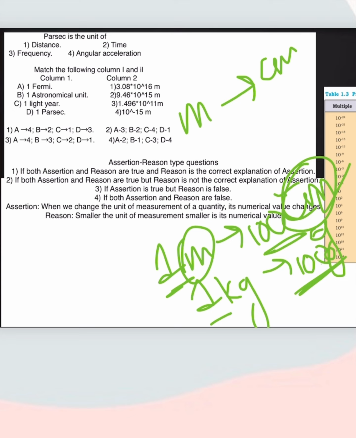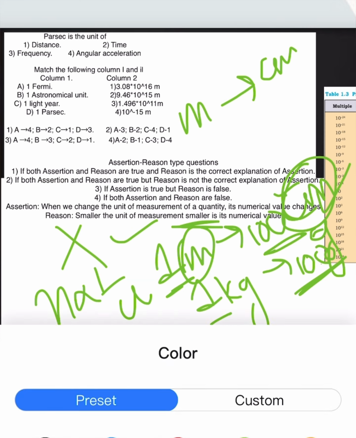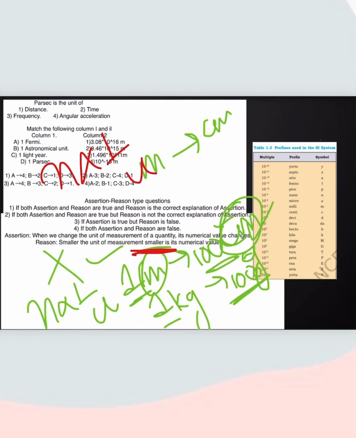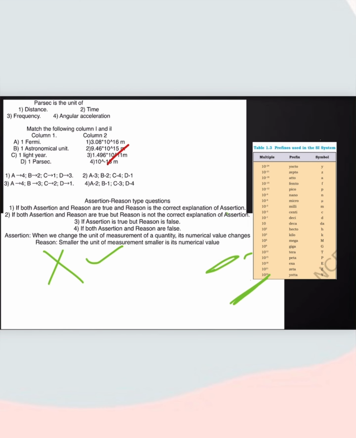The assertion is correct. The reason says: smaller the unit of measurement, smaller its numerical value. The reason is wrong. We know that n is inversely proportional to u. Smaller the unit of measurement, larger will be the numerical value.